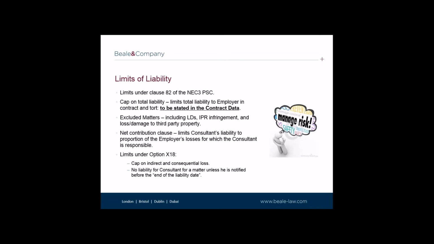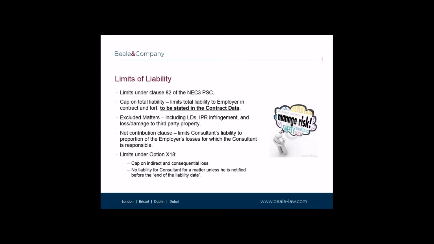It is also important to note, as I have mentioned, that there are various excluded matters which are carved out of or not included in the limit of liability. The excluded matters include delay damages, to the extent delay damages arise under the contract, losses arising out of infringement by the consultant of intellectual property rights belonging to others, and loss or damage to third-party property. Therefore, whilst I have said that the PSC includes a limit of liability, there are exceptions to this. Our usual advice, therefore, is to amend clause 82.1 such that there are no exceptions to the limit of liability, save for those areas of losses which cannot be limited as a matter of law, such as death, personal injury.